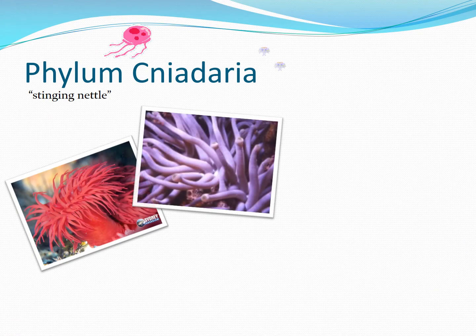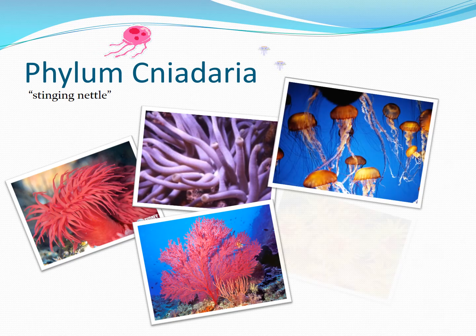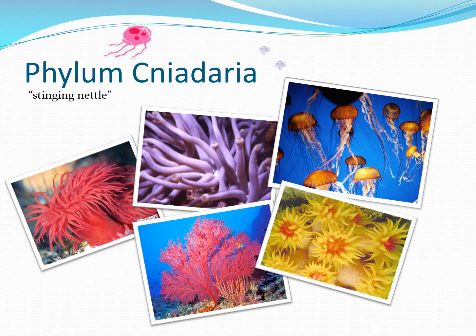This next group is called the Cnidaria group, or stinging nettle group. This group includes your jellyfish, your sea anemones, and even corals. Now, they all have something in common. They are armed with tiny stinging cells.